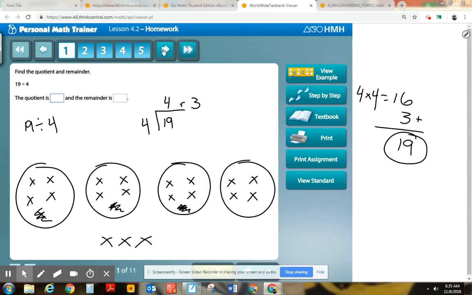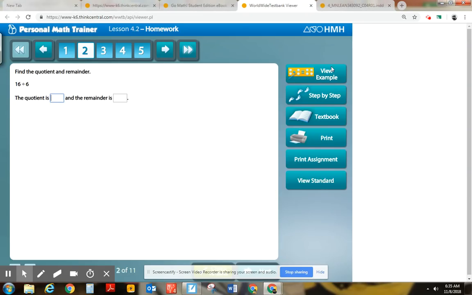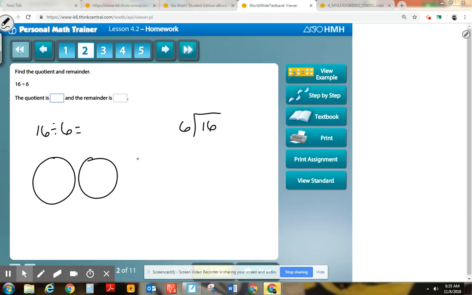Let's take a look at the second problem. So this problem, I'm going to show you a little bit of a shortcut. Okay? So we have 16 divided by 6 equals something. 16 divided by 6. Okay? We know that there's going to be a remainder. So I can make my 6 groups. 1, 2, 3, 4, 5, 6.